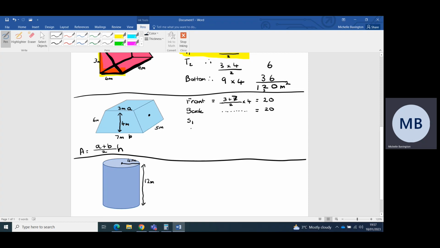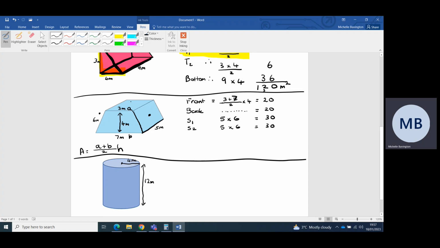And we know that side 2 is going to be the same. So side 1 is 5, and the slant here must be the same. So it's going to be 5 times 6, which equals 30. So that's that side and that side that you can't see.